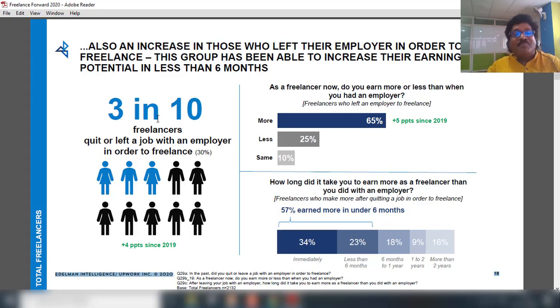If you're already in employment, what I suggest is start doing this as a side hustle. Maybe mornings, evenings, and weekends. Within 3 months to 6 months, when you see considerable amounts of revenue coming in, then you can take a call, which is what I also did when I started in the year 2008. So this is very interesting, isn't it? 3 out of every 10 freelancers have left their full-time job with an employer in order to get into freelancing.